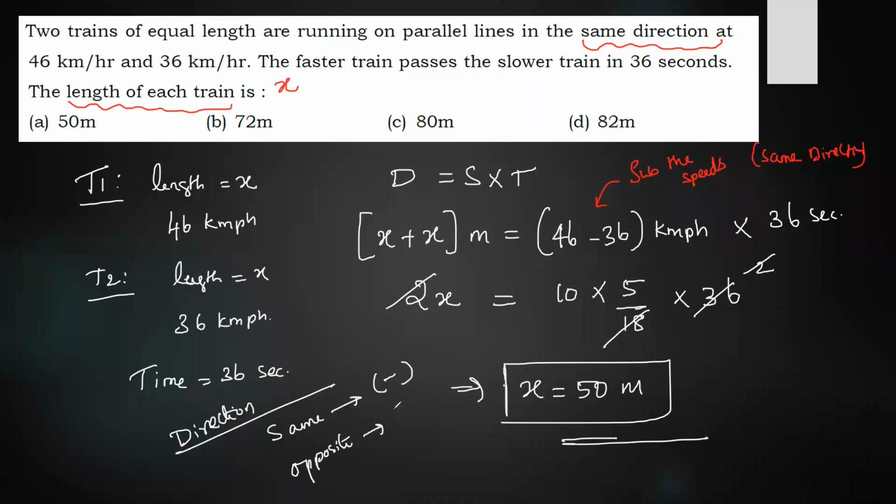Is it clear? Actually, relative speed is nothing but based on directions. If it is the same direction, the speeds will be subtracted. For opposite direction, we will add. This is the relative speed. Relative speed is based on the direction. Is it clear, Aishwarya? So if it is the same direction, subtract the speeds. Opposite direction, add the speeds. But distance, we need to add always.